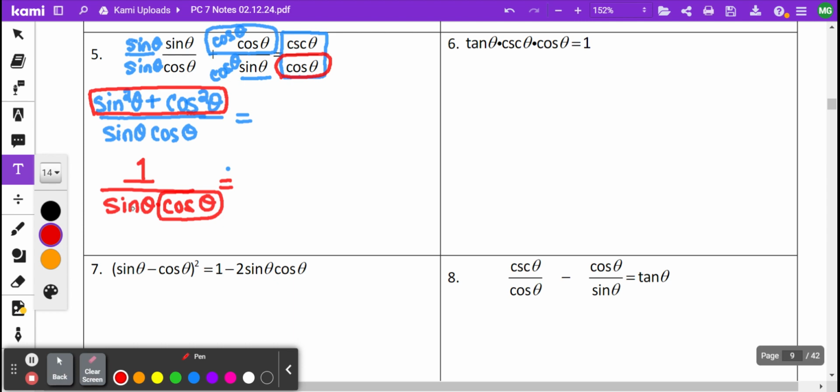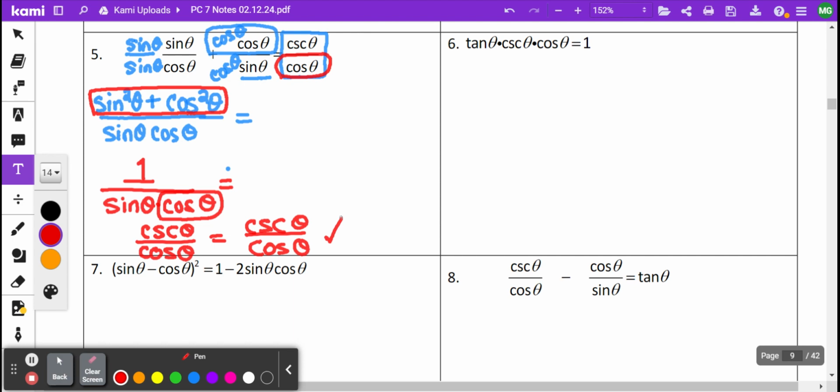And what is 1 over sine of theta? Well, that is one of your reciprocal identities. 1 over sine of theta is cosecant of theta. So that becomes cosecant of theta over cosine of theta equals cosecant of theta over cosine of theta. Woohoo! We got it.